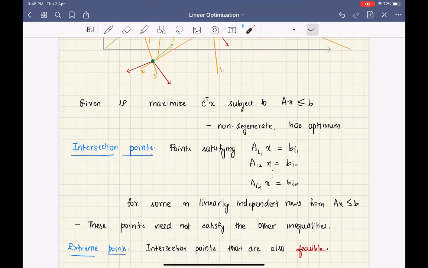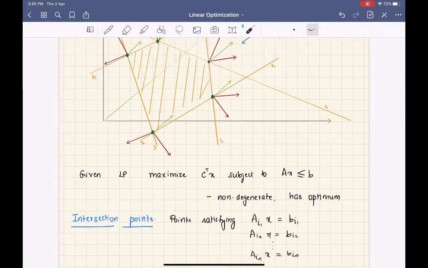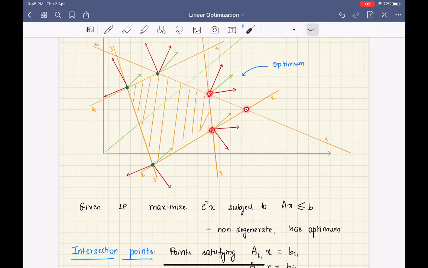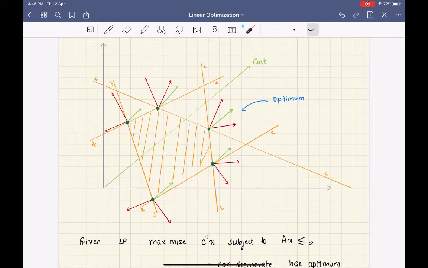Now extreme points are a special case of such intersection points. Extreme points are intersection points that are also feasible; in addition, they satisfy the other inequalities. So these are the extreme points, and these are the intersection points. Here there are 5 hyperplanes, and none of them are parallel to each other, so we will have 5 choose 2 intersection points. I have not drawn some of them, such as the intersection of these two, and so on. I hope the notion of an intersection point is clear.